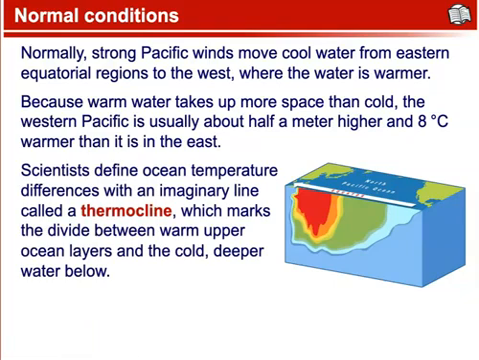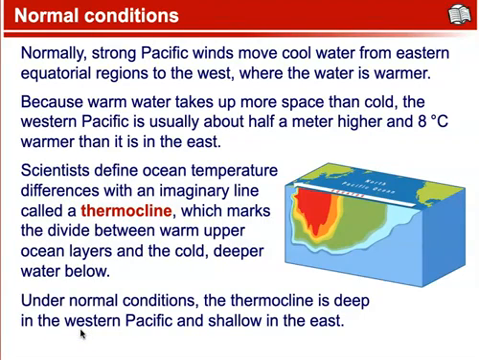Scientists define ocean temperature differences with an imaginary line called a thermocline. This marks the divide between warm upper ocean layers and the cold deeper water. Under normal conditions, the thermocline is deep in the western Pacific and shallow in the east.